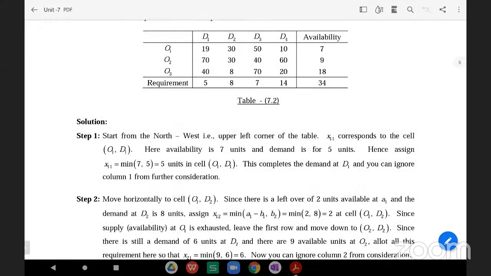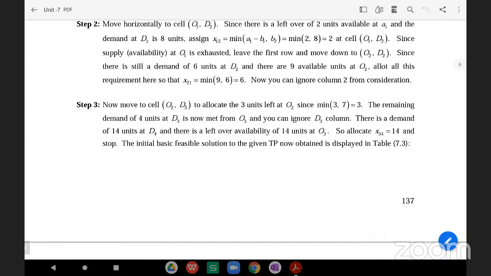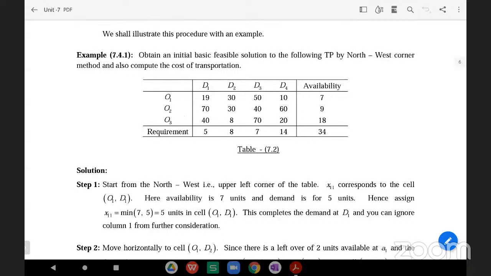See here, 5 into 19. Total cost of the transportation. Next, it is coming to the second step. Already the demand is over, so the demand is cut. Next demand we have only D2, D3, D4. We will allocate the availabilities.